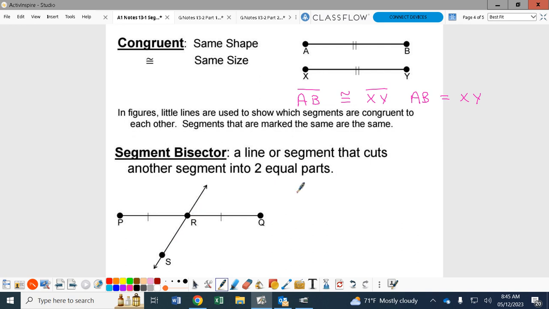So RS. And it's a line, so it has arrows on the ends of it when you write it, guys. Lines have arrows. We spend time just figuring out how to name stuff in geometry. It's a big deal. Doesn't seem like a big deal. And towards the end of the year, people are messed up because of it. Be careful. RS is the segment bisector. And when it bisects it, that means that PR is going to be congruent to QR.